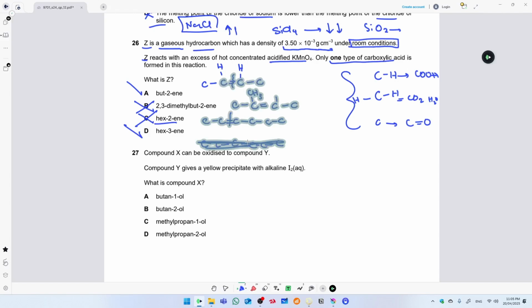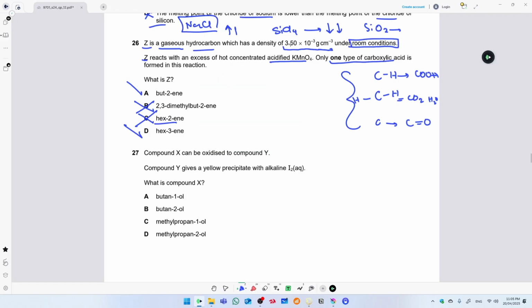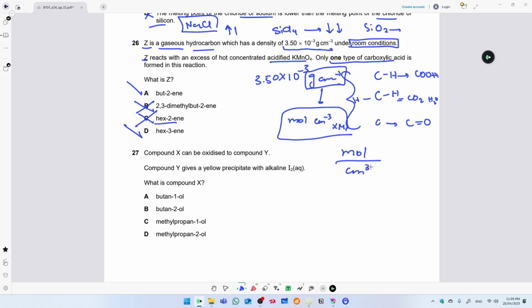Now let's clear the second point. It said the density is 3.50 multiplied to the power of negative 3 gram per centimeter cube. So we know one way to reach gram per centimeter cube, which is multiplying mole per centimeter cube by the MR. This is from the O-level days, because if you multiply the mole by the MR, you get the mass. If you look at the triangle here, N, M, MR, mass is N multiplied by the MR, so this gives you the mass, in gram.